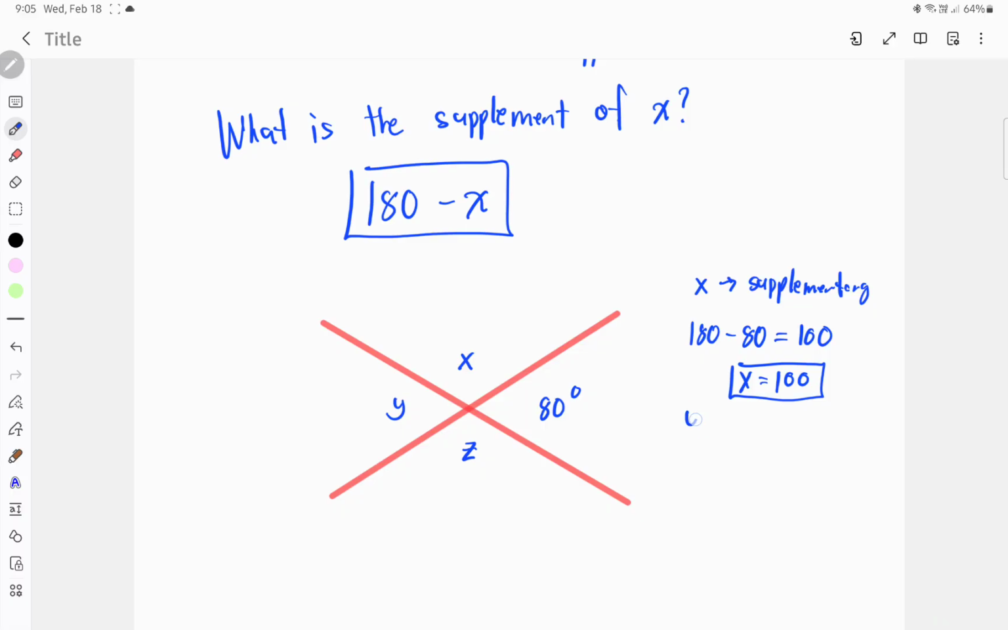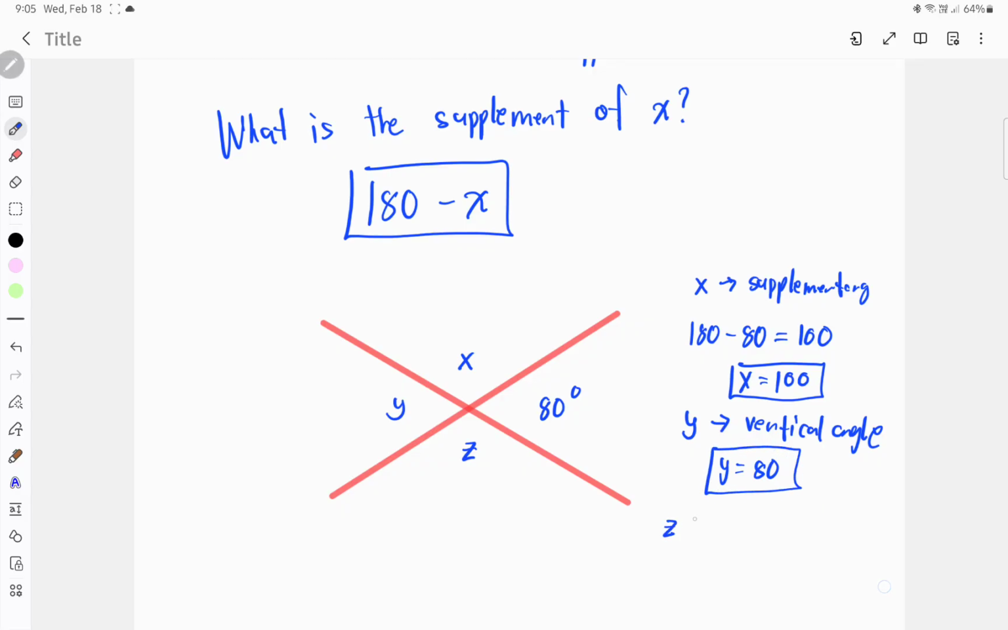Now, getting y. Y will lead you to the reason of vertical angles. So therefore, y is equal to 80 since what we find out is that one of the theorems is that vertical angles have the same measure. So y is equal to 80.